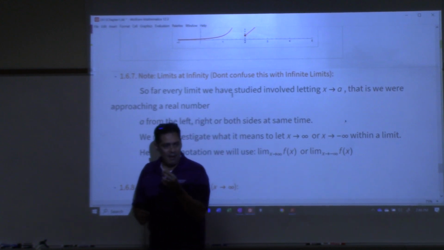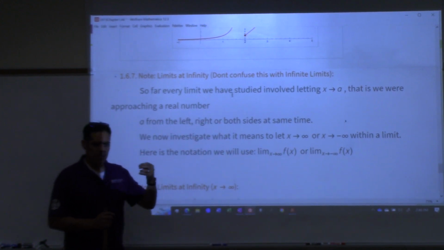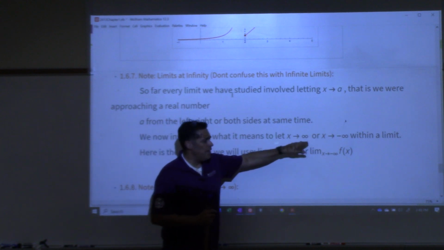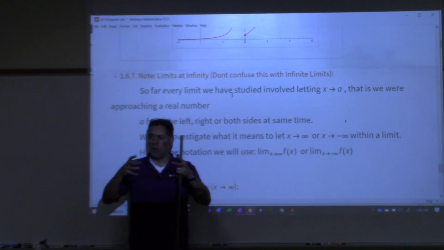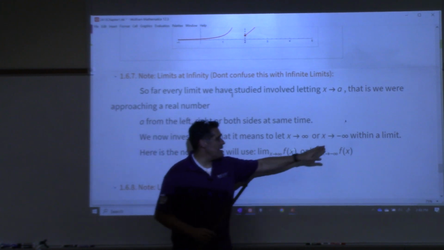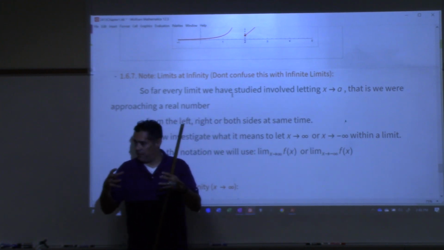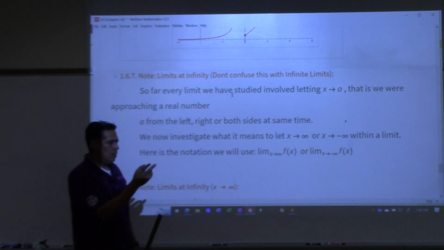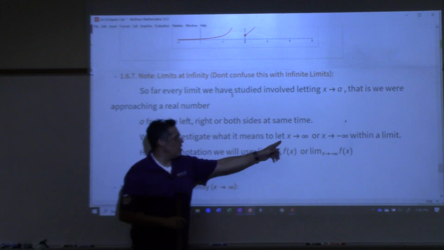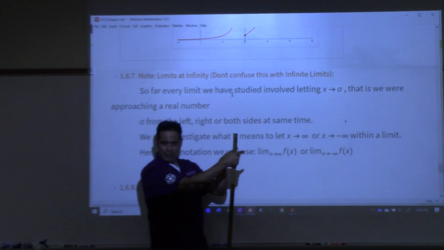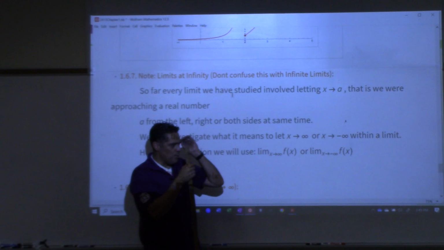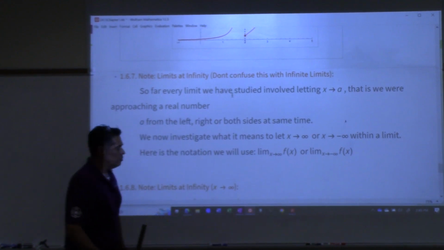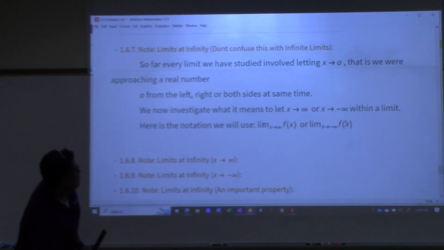Infinity is not a number, it's an idea, right? This idea that x is going to infinity means that x is growing and growing without bound. X going to negative infinity means it's growing but negative, getting bigger and bigger. So it's impossible to do a limit from both sides, because there is no other side of infinity. It's more the idea that this number is getting huge. So this is the notation for it. We say x is either going to infinity in the limit, or x is going to negative infinity.